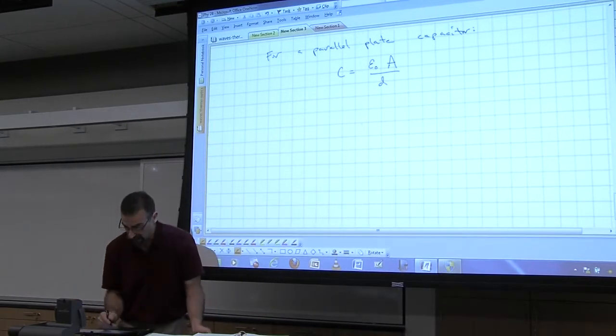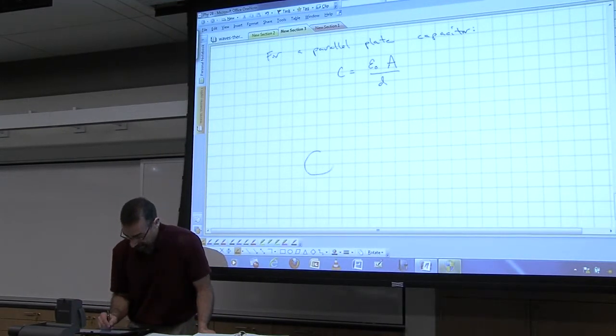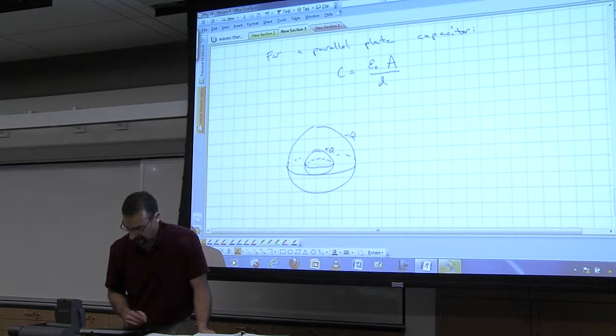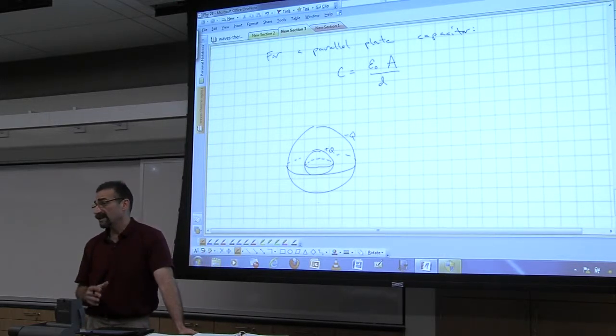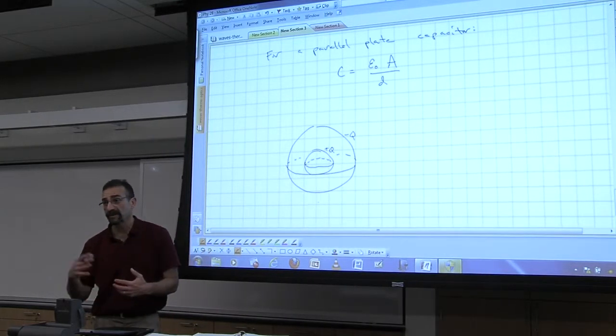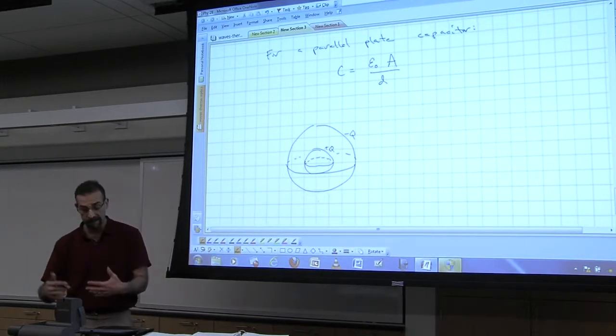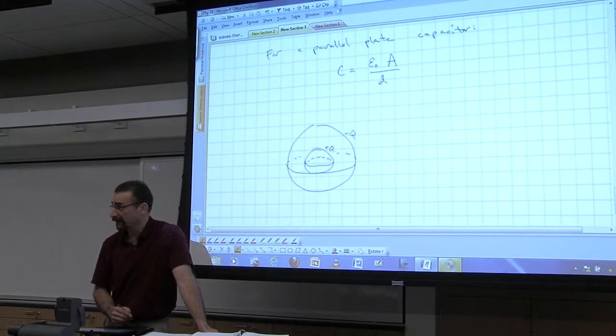But you could have two spheres. You could have some kind of conductive sphere with some charge on it, and then inside of another conductive sphere with some charge on it. As long as the two conductors are not touching each other, you can separate charges between them, right? That could be a capacitor.